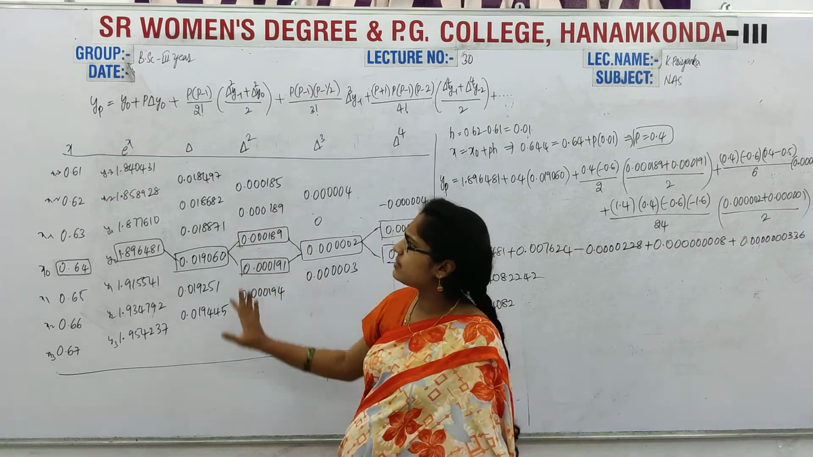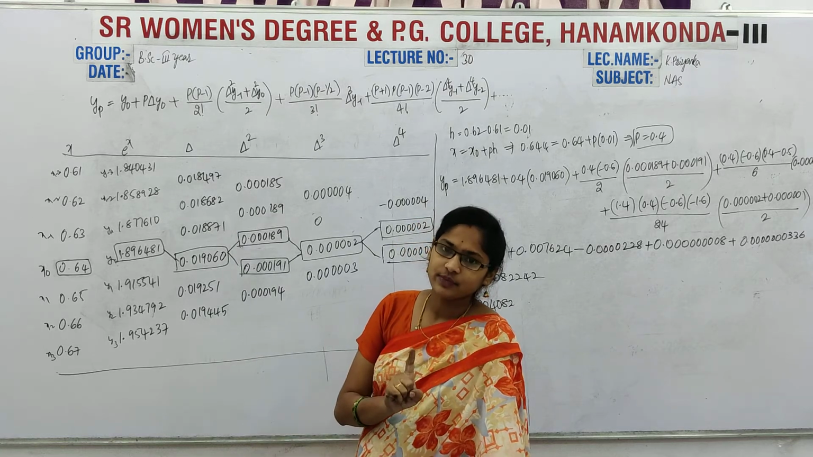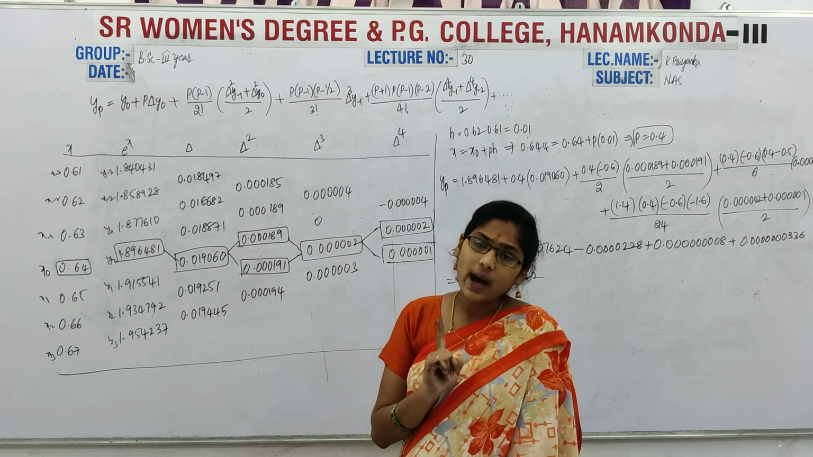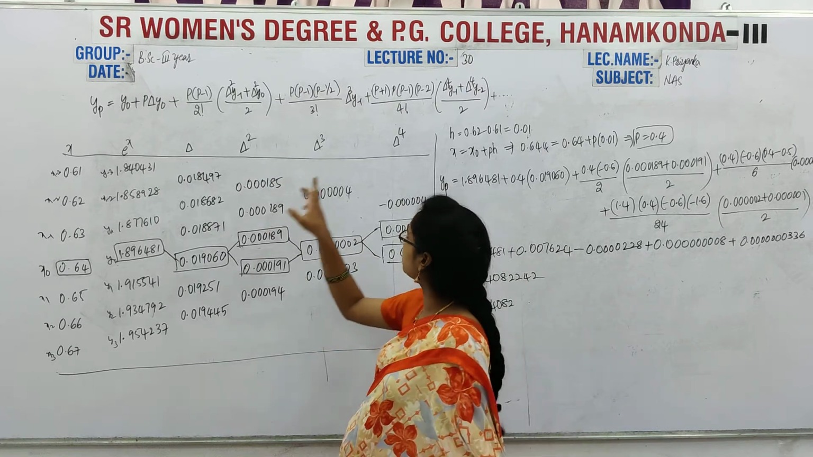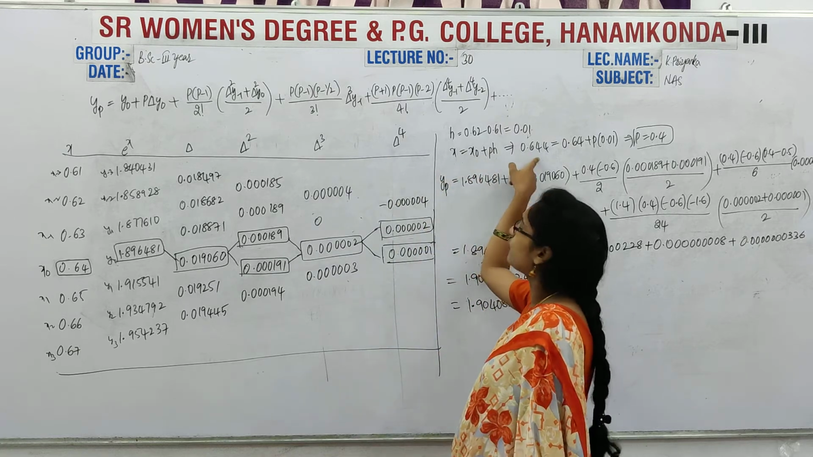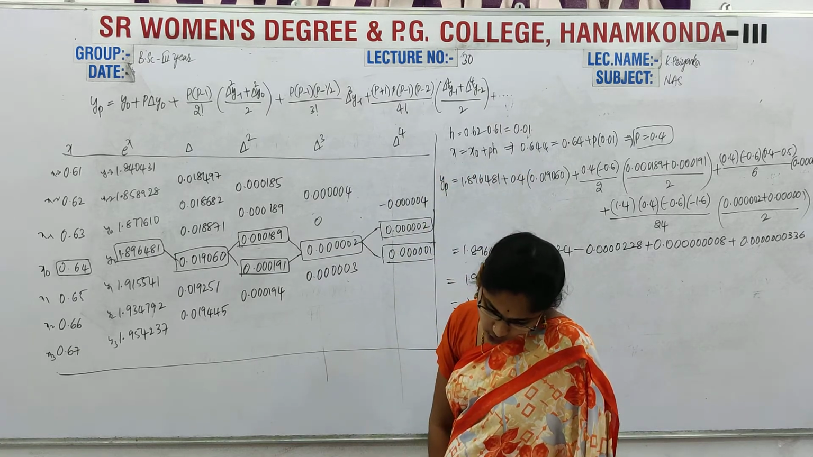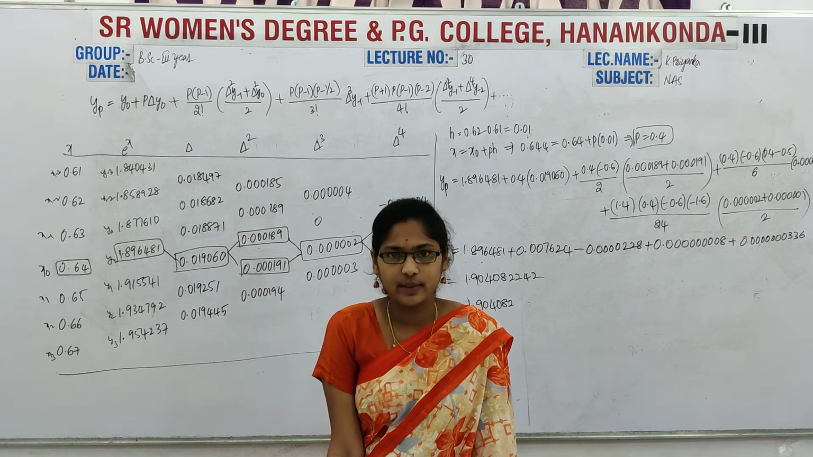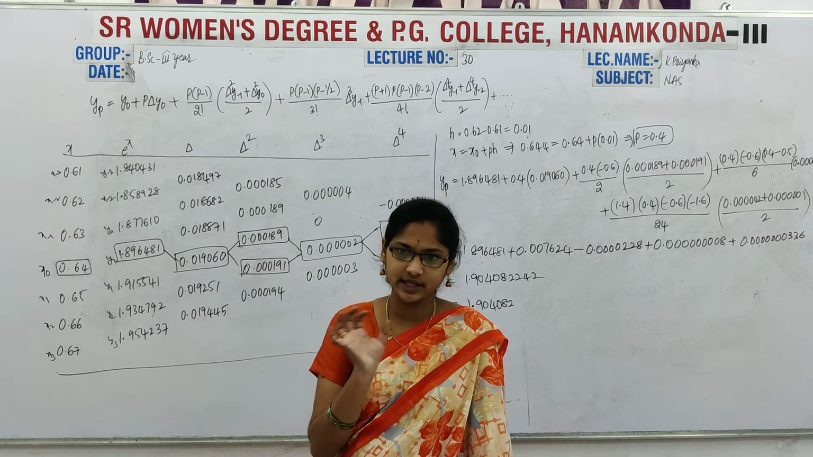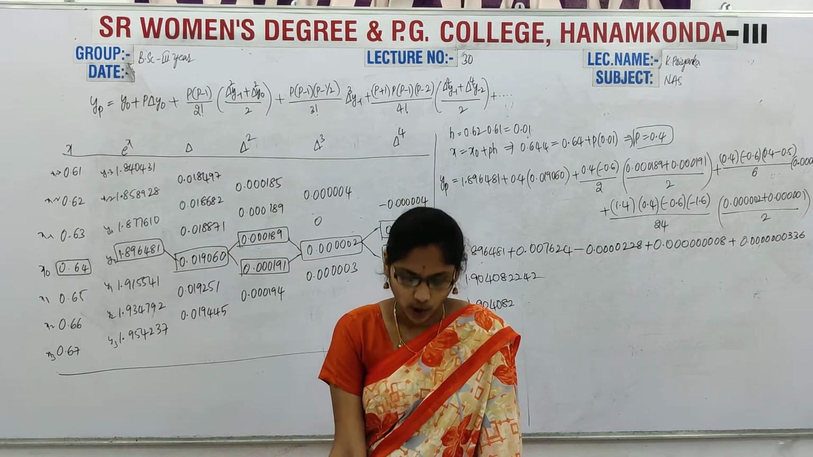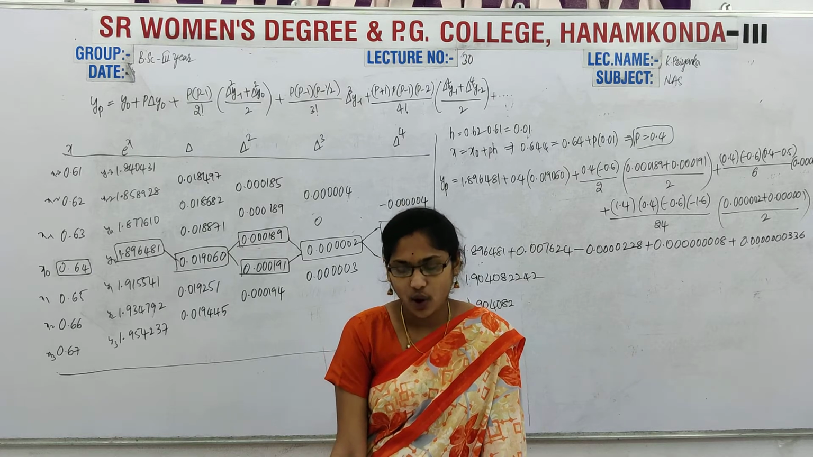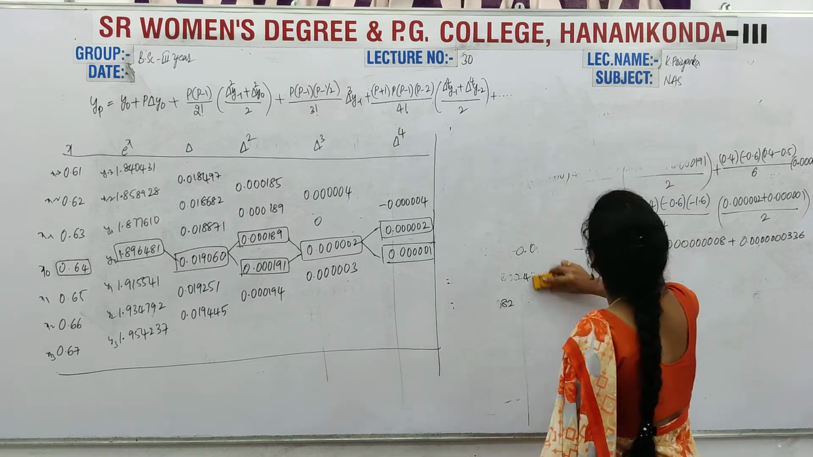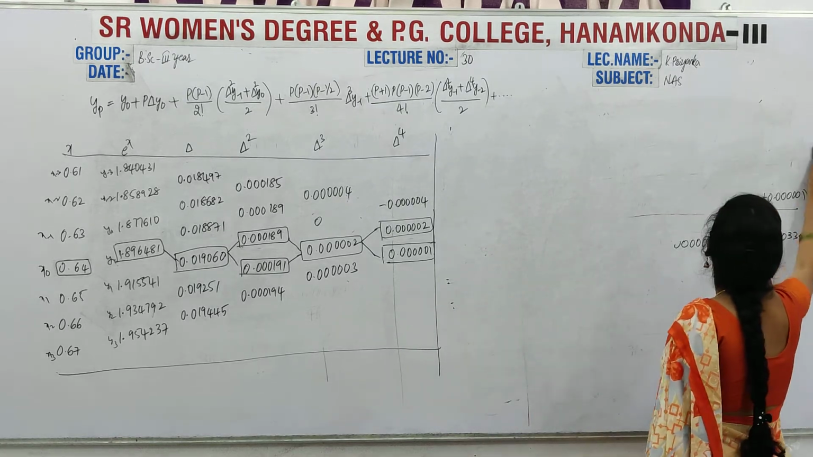Now I am giving the same application as homework, but you have to take the Stirling formula and the Bessel formula, and you have to take the value of x. I am taking x equal to 0.644 now, and here x equal to 0.638. Now from the table of the above problem, find the value of e power x.